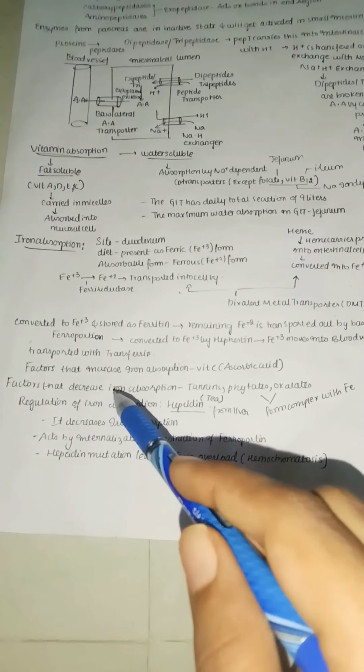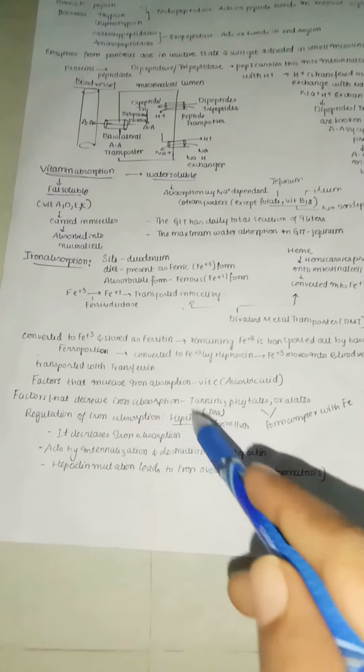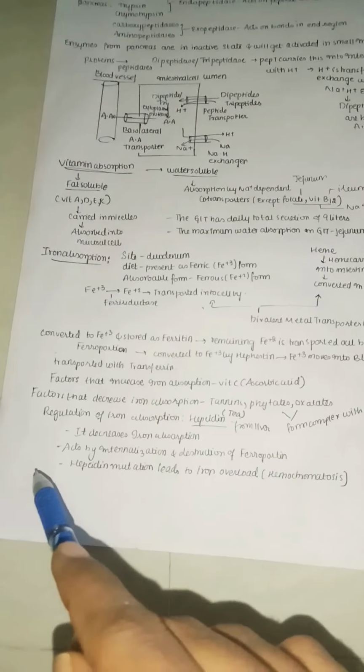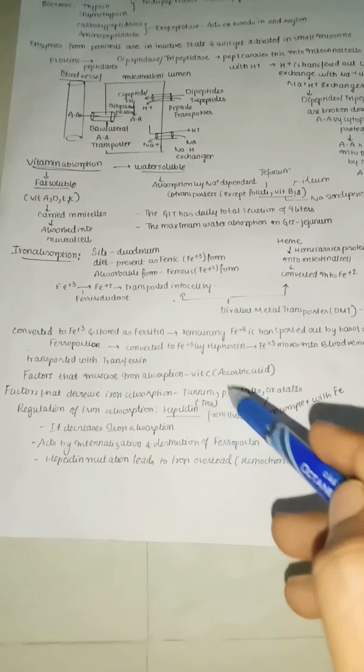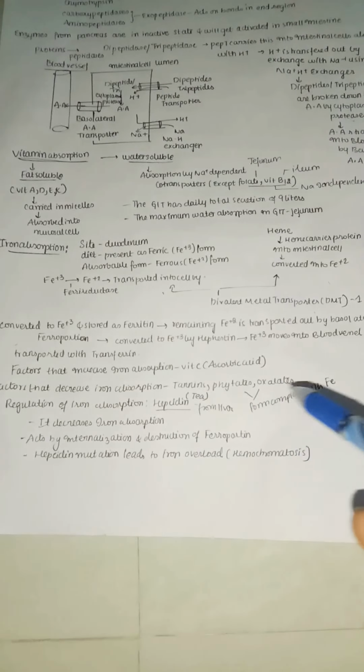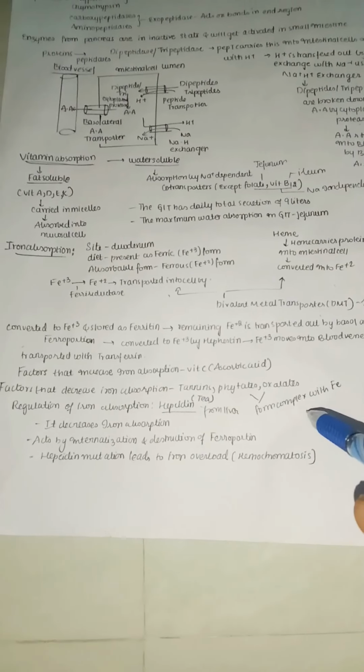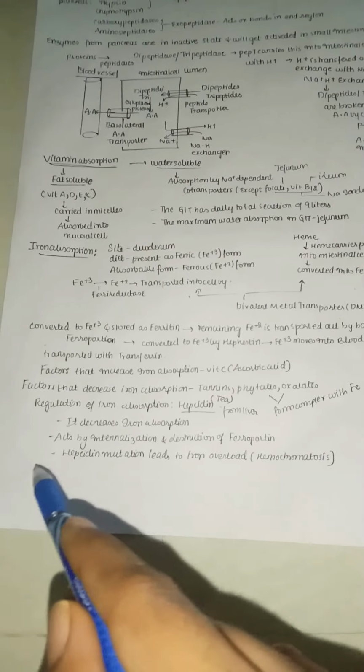The factors that increase iron absorption include vitamin C. In all this process, vitamin C can increase absorption, that is ascorbic acid, of course. And the factors that decrease iron absorption are tannins, which are present in tea, phytates and oxalates. They form complexes with iron so that they prevent iron absorption.